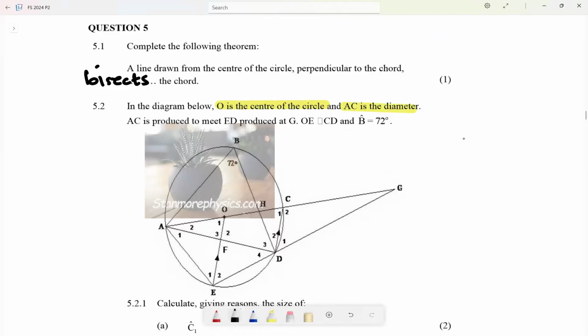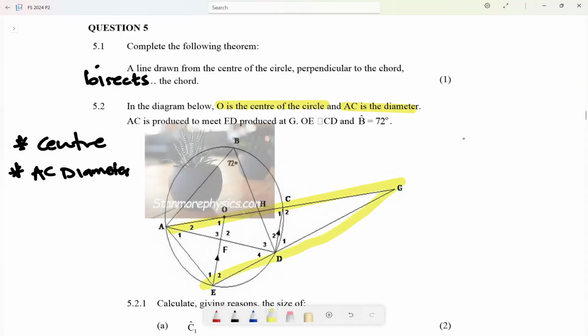The first thing that I like to do is collect the data. Let me collect it on this side. We have the center. Remember, we have center theorems, hence I'm collecting the center. We have a diameter, AC. Before I even look at the question, I'll try to answer the questions there. You'll see how I do this. Then AC is produced to meet ED at G.